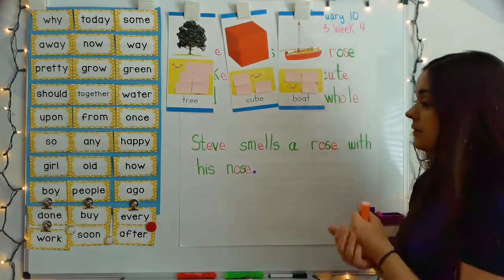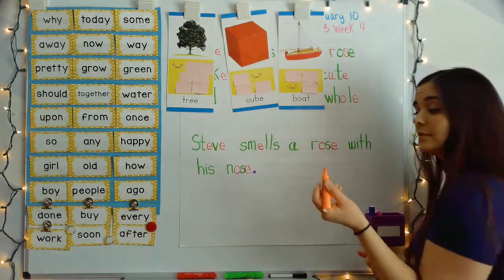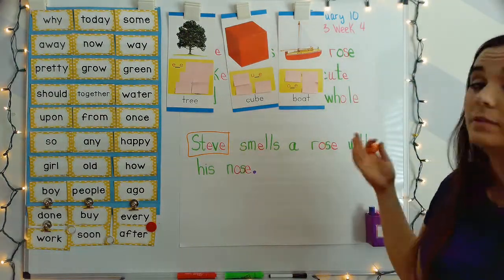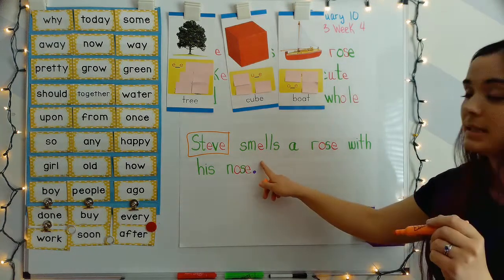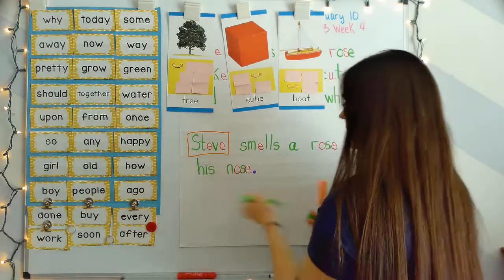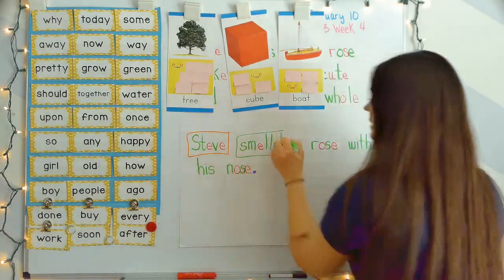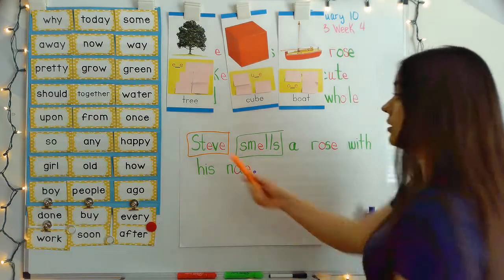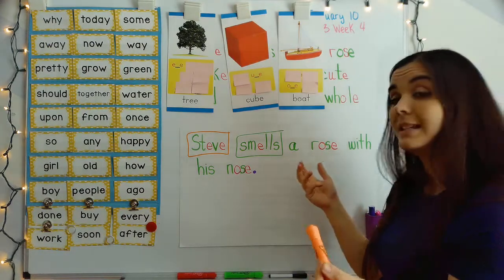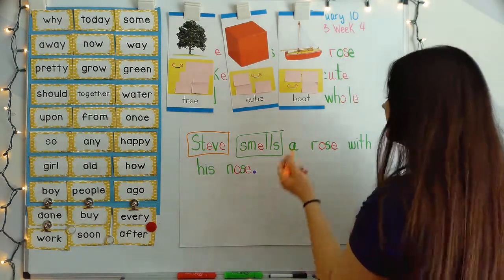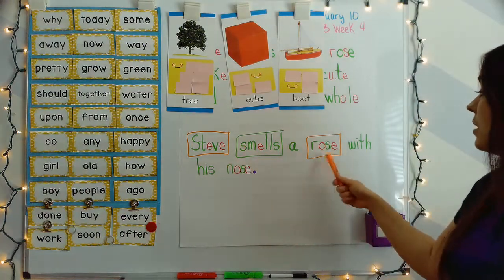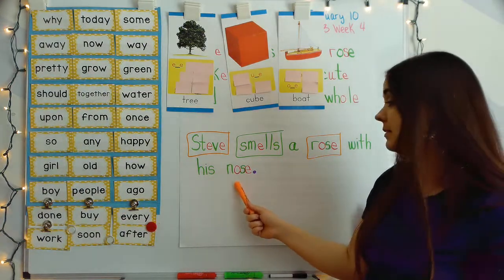Let's do some nouns and verbs. So just like yesterday, Steve is a noun. Steve is a person. Okay. And what is Steve doing? He is smelling. So that makes smell our what? All right. I saw some lips going there. Our verb. That is what Steve is doing. He smells. All right. So Steve smells a what? He smells a rose. A rose is something you can touch. So that means it's a noun. It's a thing. All right. Steve smells a rose with his nose.